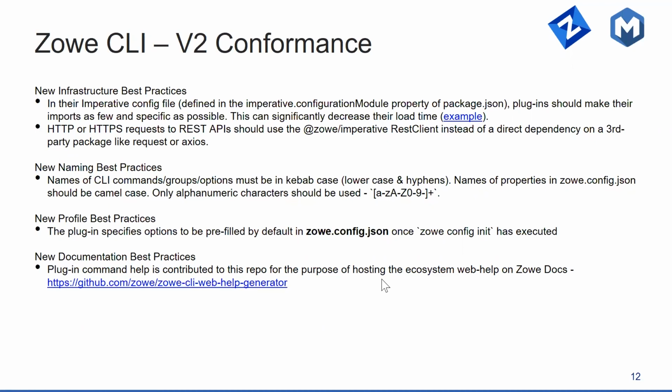And lastly, and a lot of folks have already contributed this, so thank you, plugin command help is contributed to this repo, Zowe/Zowe CLI web help generator, for the purpose of hosting ecosystem web help on Zowe Docs. Today on Zowe Docs, if you go to the online web help, which is very easy to point customers to, they would just see the help for Zowe contributed plugins and Zowe CLI, like the CICS, DB2, FTP plugin, MQ, and others. We're opening that up to also show Zowe CLI conformant plugin web help.